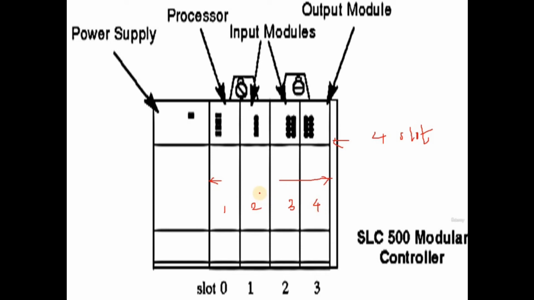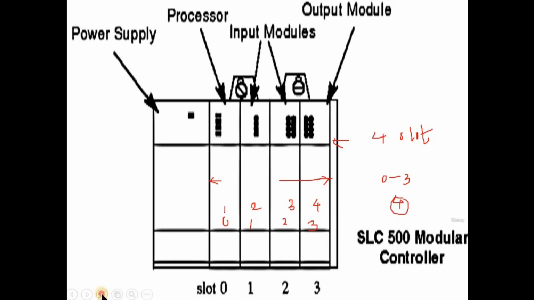But in this Allen Bradley PLC, we start the slots from 0, not from 1 actually. So 0, 1, 2, and 3. Total, 0 to 3 means 4 slots are here.